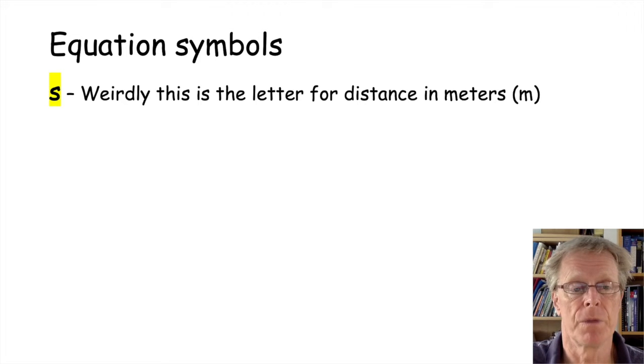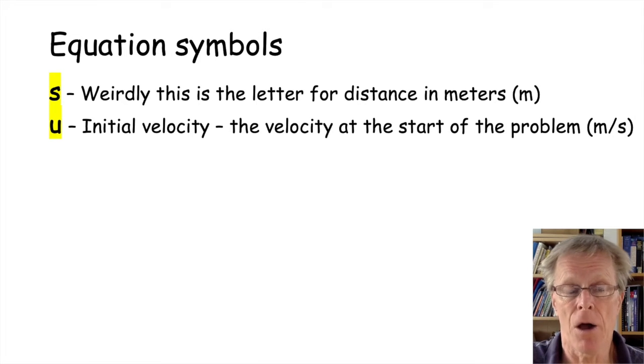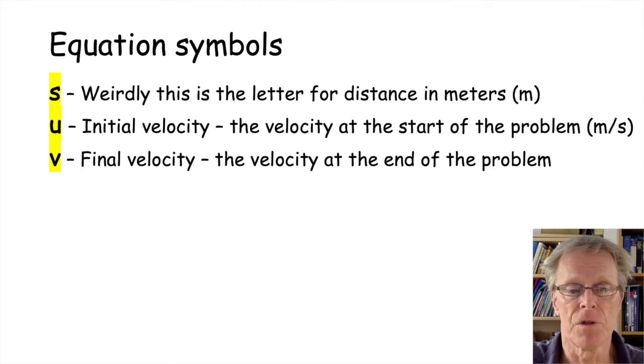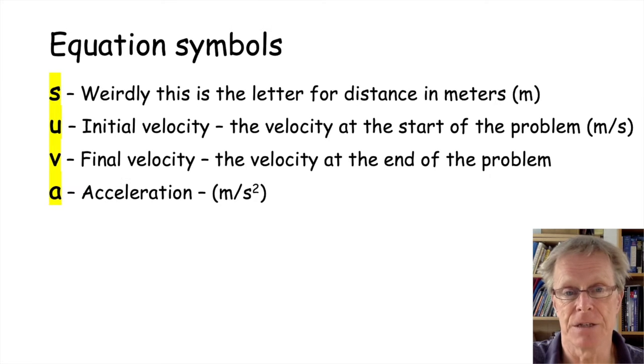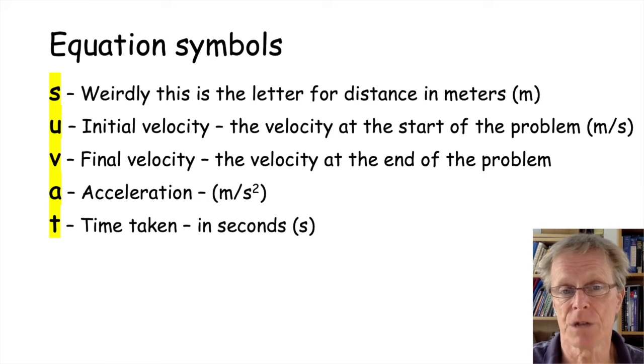U we already know about, that's the initial velocity in meters per second, that's the velocity at the start of the problem, and V we know is the final velocity, the velocity at the end of the problem. A is acceleration in meters per second squared, and T logically is the time taken, and that's normally in seconds, so you need to remember if you're given the time in minutes or hours, you need to convert it into seconds.